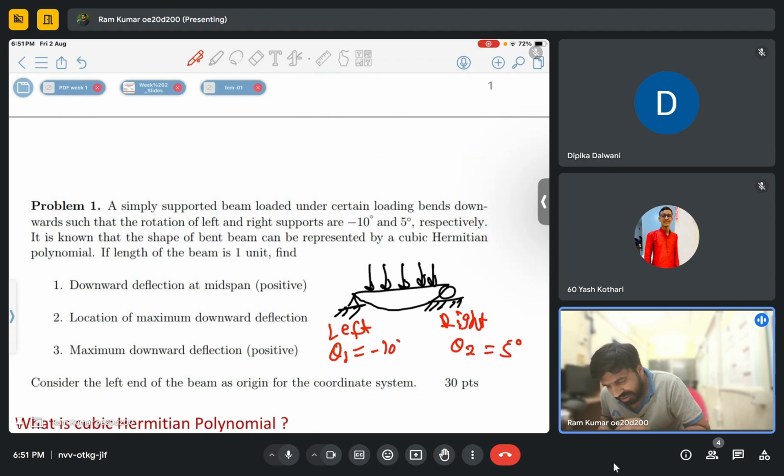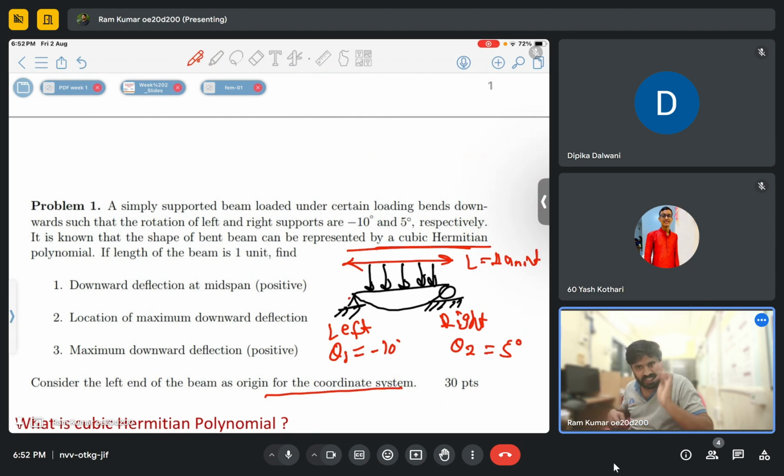It is known that the shape of the bent beam can be represented by using a cubic polynomial. If the length of the beam is 1 unit, 1 meter, anything, it will be 1 unit only. We have to find the downward deflection, the location of maximum downward deflection, and the maximum downward deflection. Consider the left end of the beam as the origin of our coordinate.